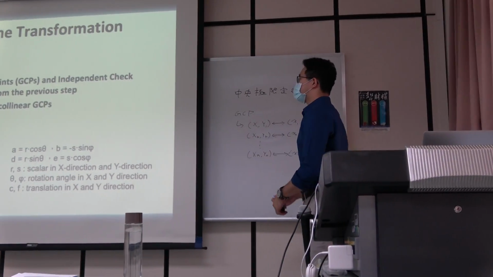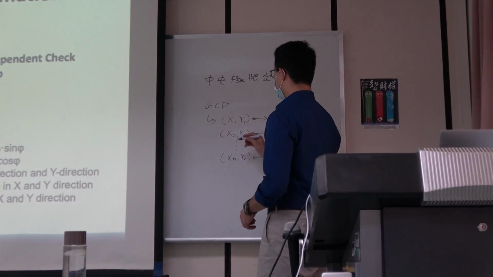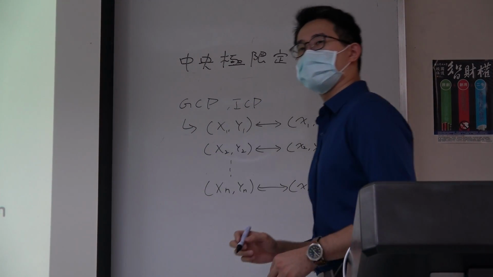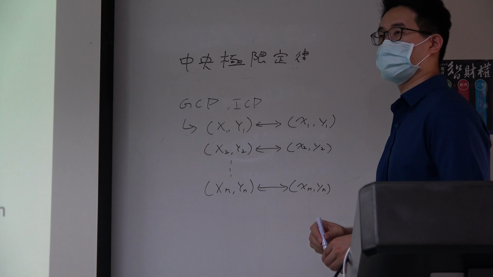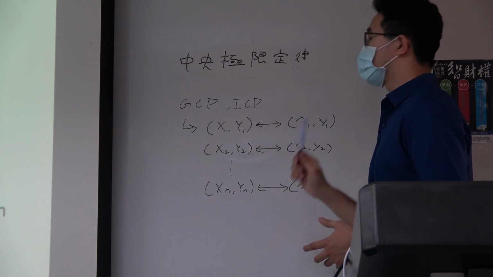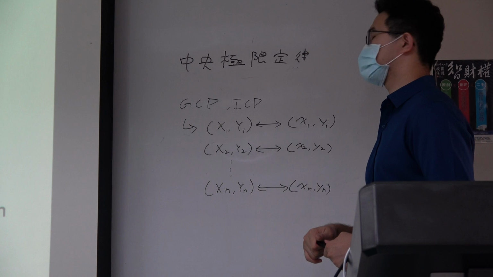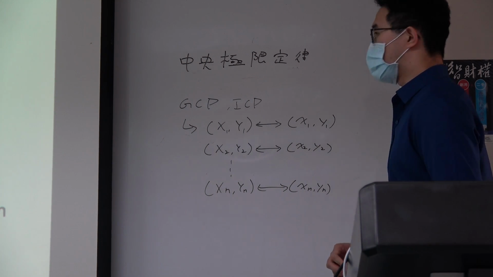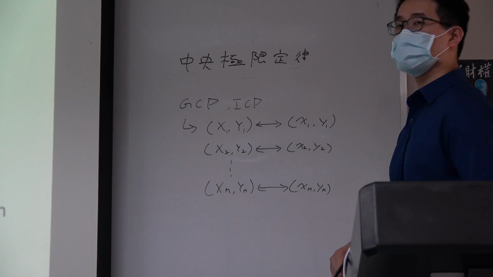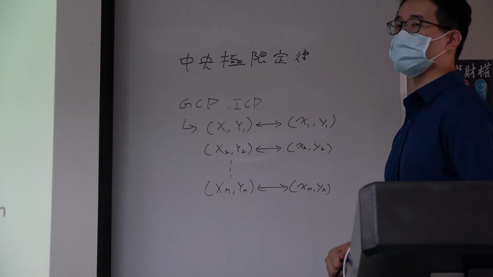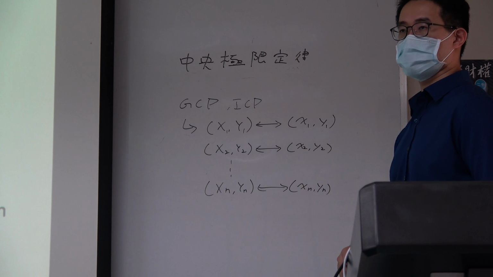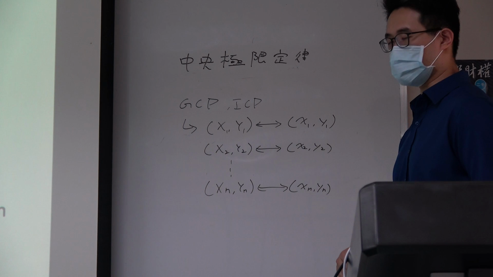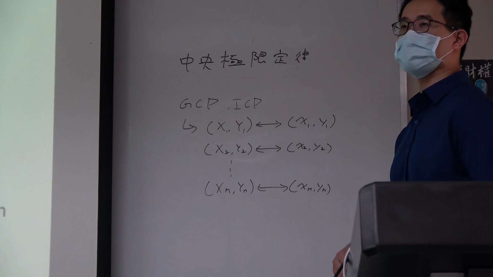And what's ICP? The content of it is exactly the same. So what exactly is the difference between GCP and ICP? GCPs are the points that you use to derive the affine transformation coefficients.